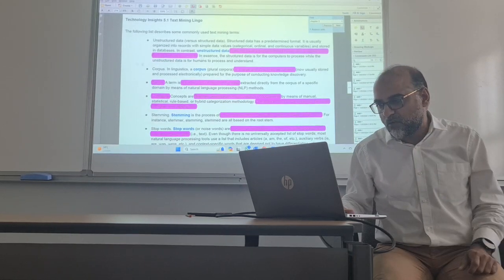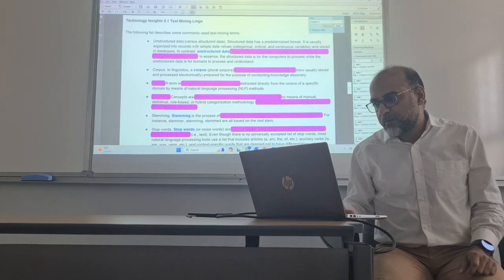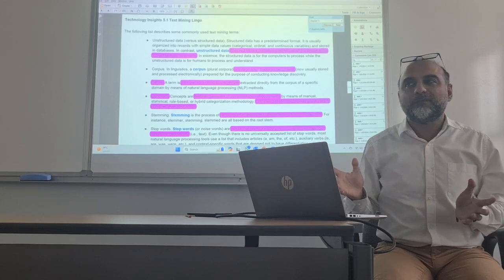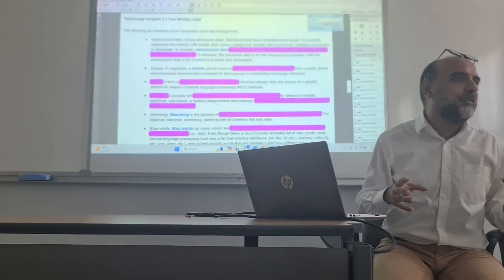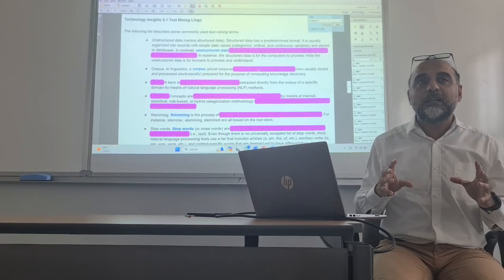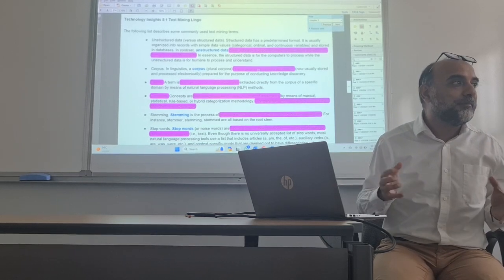The first term is called corpus. Okay, corpus. Corpus is nothing but your whole data set. So in text mining, they don't call it a data set or a text file. Corpus. Because your data set might not contain one file, but it may actually contain many files.